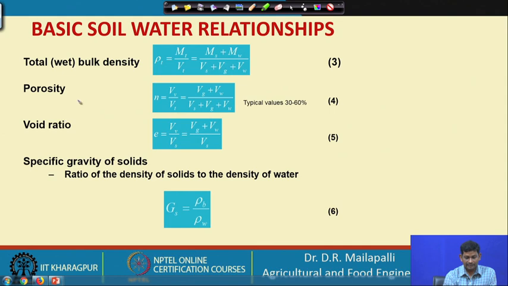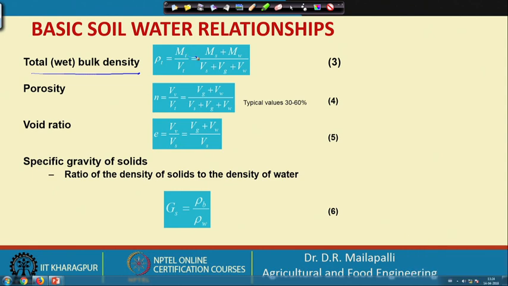Here is the total wet bulk density. Dry bulk density, wet bulk density, what is the difference? If you take the dry weight of soil, that is dry bulk density. If you take the wet weight, I mean solids plus water, that will be wet bulk density. So, this is the mass of solids plus the mass of water, and the total volume is the same, just like your dry bulk density case.